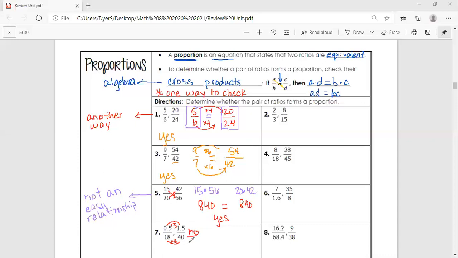The answer here is no, it's not a proportion, because when you do 0.5 times 3 and you get this, you would have to do 18 times 3 to get 40. But 18 times 3 does not equal 40. So I'll show you how it works. It does not equal, okay?